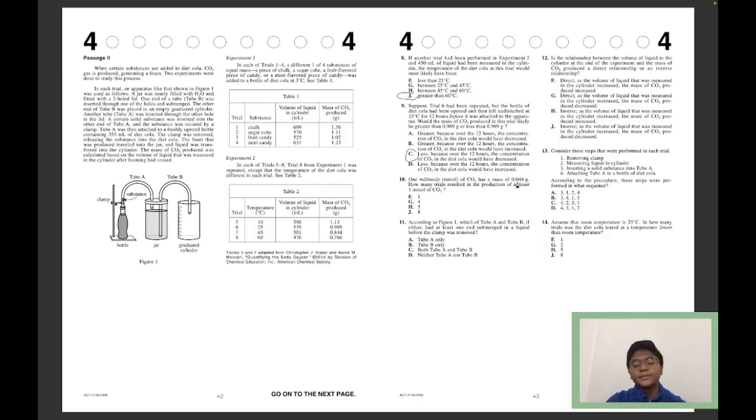1 millimole of CO2 has a mass of 0.044 grams. In how many trials in total was at least 1 millimole produced? Well, let's see. Okay, it looks like every trial was a lot more than 0.044 grams, so the answer should be 8.